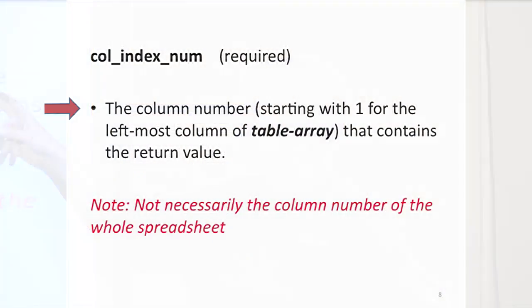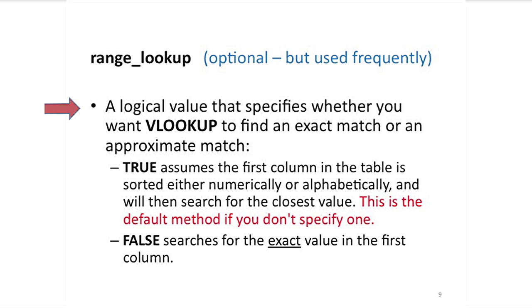All right. The column index number, as I mentioned, the first column is where your lookup value is, and then you start just numbering to the right from there for as many columns as you want. But again, it's not necessarily the same number of columns as your whole spreadsheet. It can be a subset of your spreadsheet.